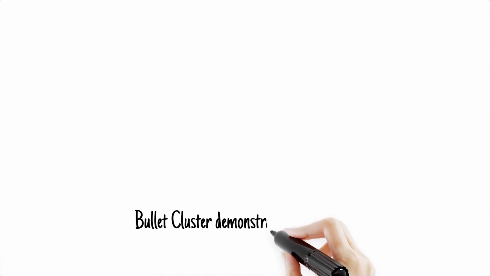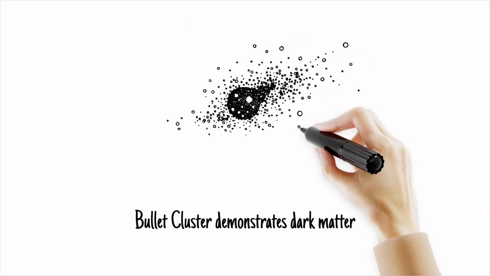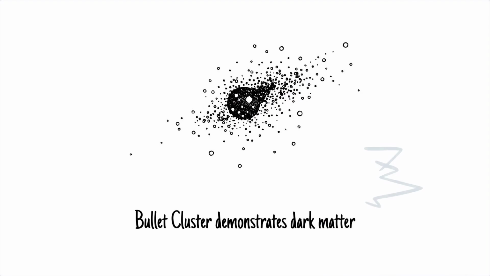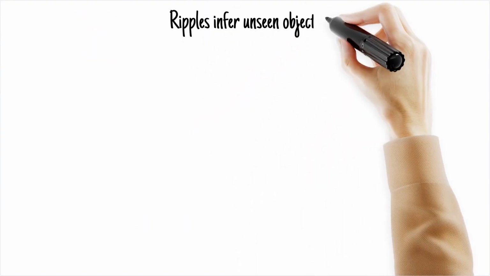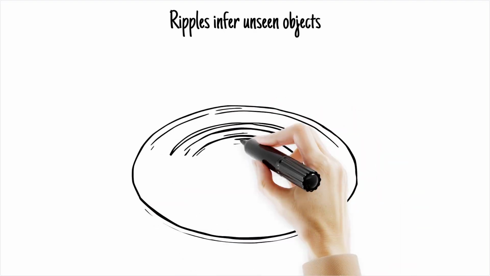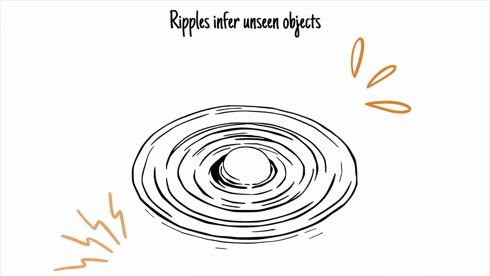Example: the Bullet Cluster, 1E0657-56, is a famous case where gravitational lensing revealed a separation between visible matter, hot gas, and dark matter, providing direct evidence for the existence of dark matter. Analogy: it's like using the ripples in a pond to infer the shape and size of an object submerged underwater that you cannot see directly.